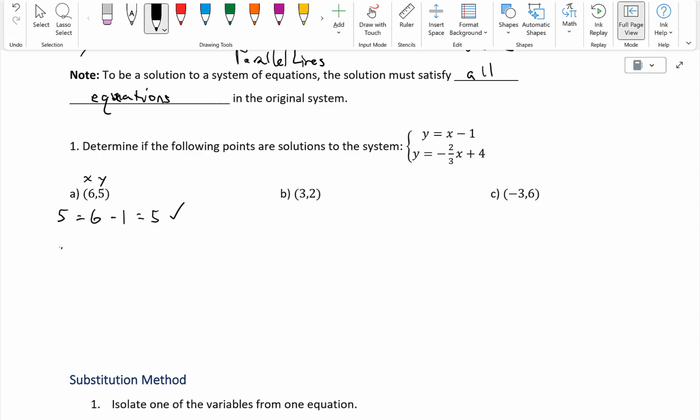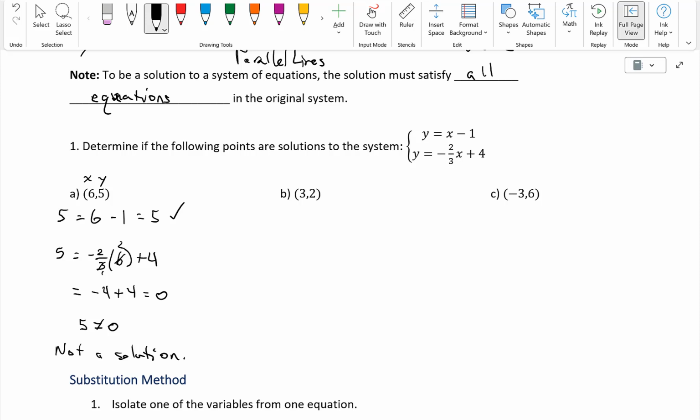For the second line, I'm wondering if 5 is equal to negative 2/3 times my 6 for my x, plus 4. If I simplify here, my 6 and 3 would give me a 2 and a 1. And the negative 2 times 2 would give me a negative 4. Negative 4 plus 4 is 0, which is not equal to 5. So this would not be a solution. It satisfied the first equation, but not the second, so it doesn't satisfy all the equations.